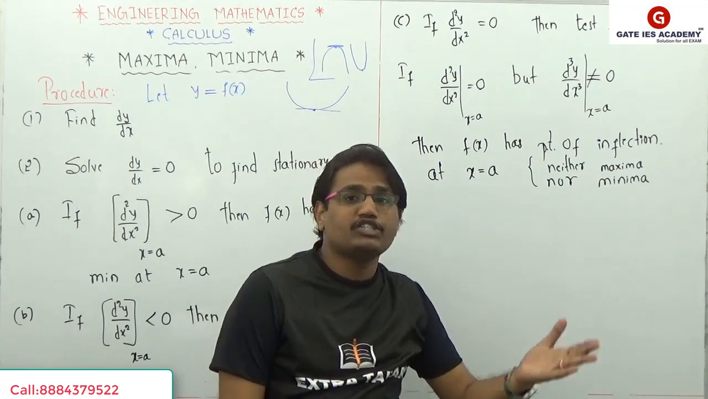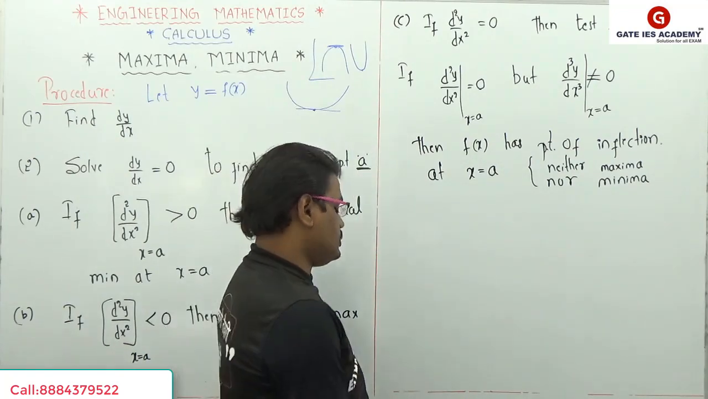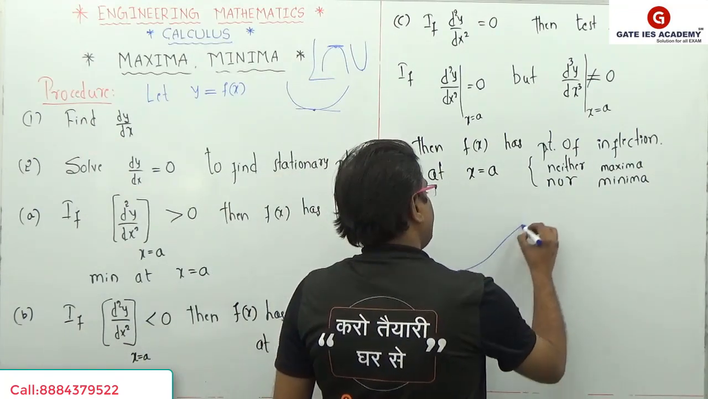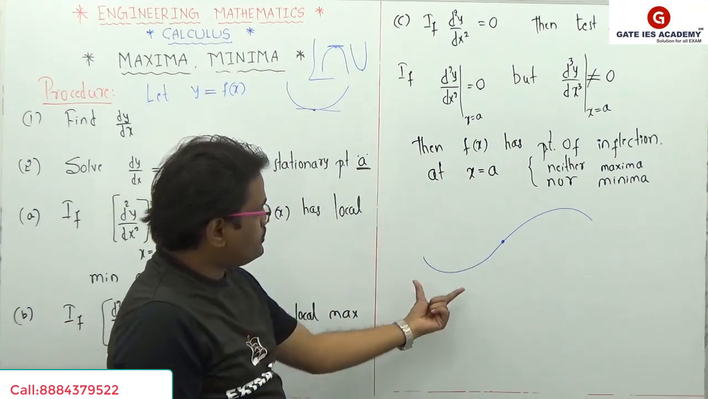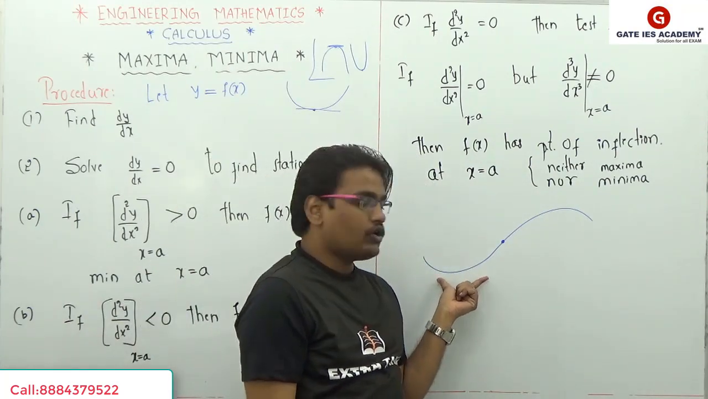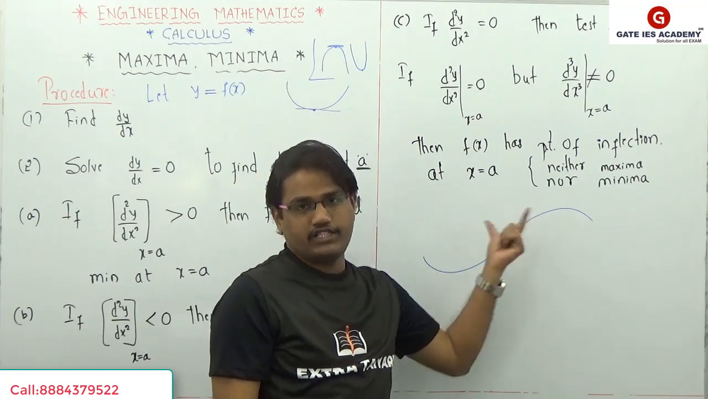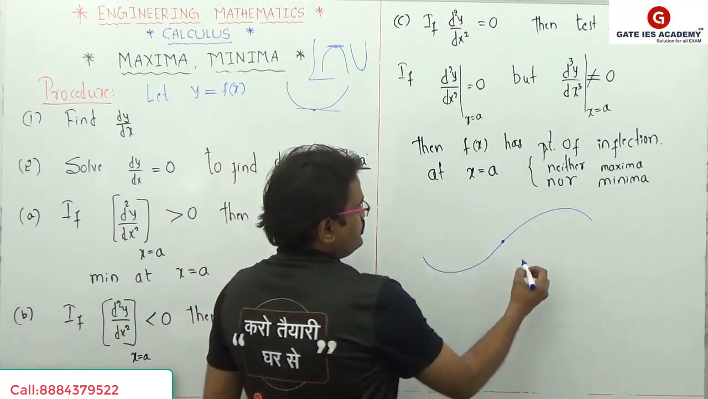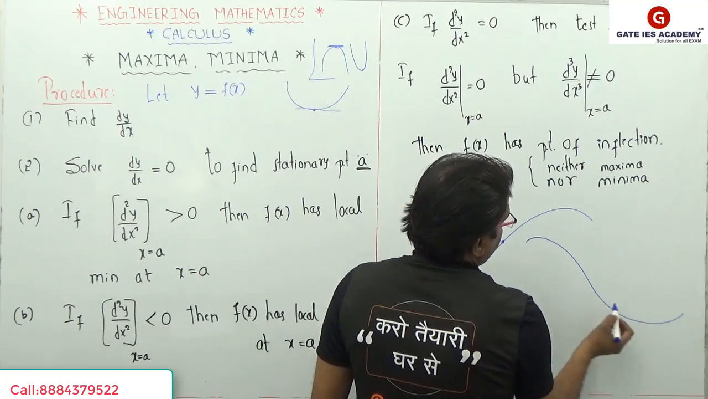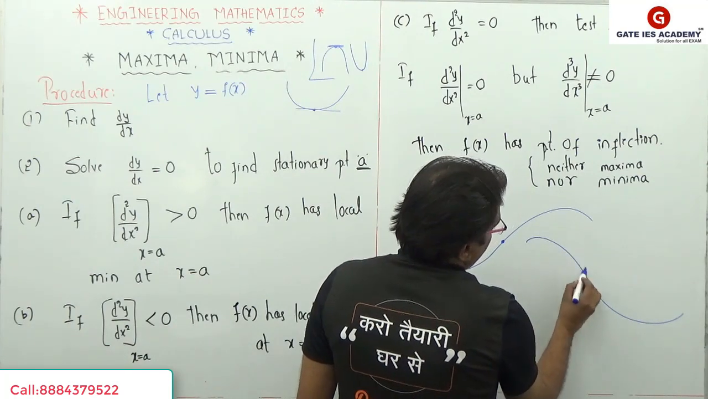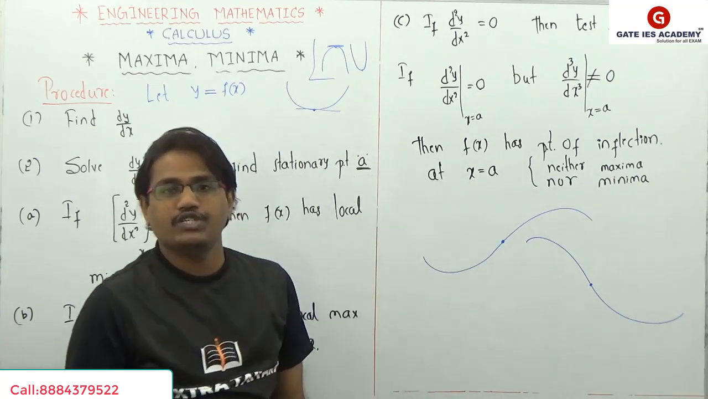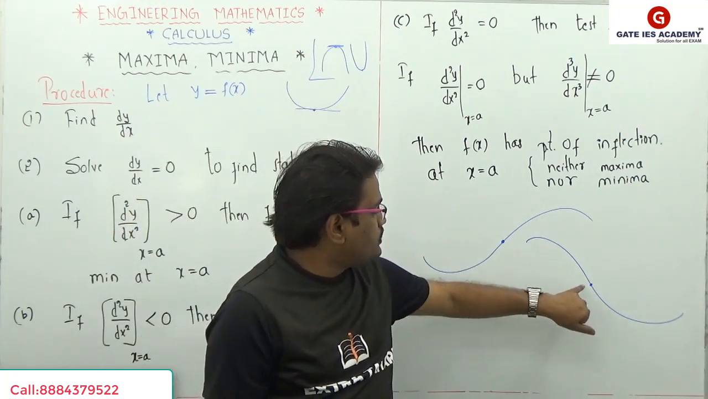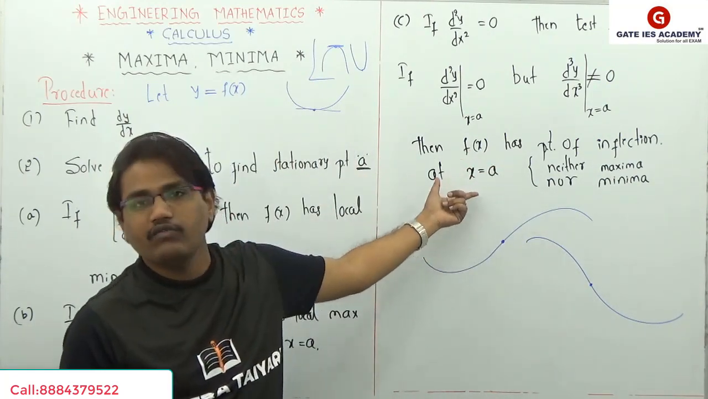There is neither maxima nor minima. There is a change in shape of the curve like this. This is an inflection point, means here concave is there, here convex is there, like that. The shape is changing. For example, this one, this is the convex to concave. At this point there is a change in shape. So this point is nothing but the point of inflection.